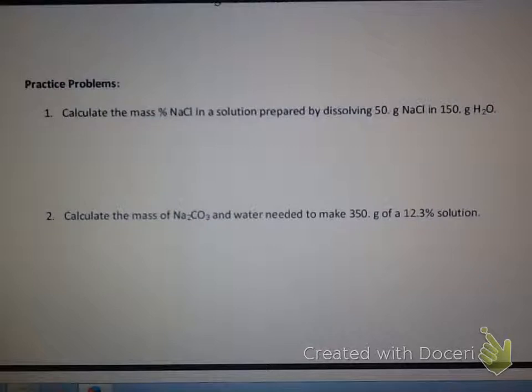Okay, let's look at the first problem here. It says calculate the mass percent of sodium chloride in a solution prepared by dissolving 50 grams of sodium chloride in 150 grams of water. Okay, remember, with word problems, there's usually lots of names of compounds. They're asking you to do things. There's different units. There's numbers. There's all these things in the word problem.